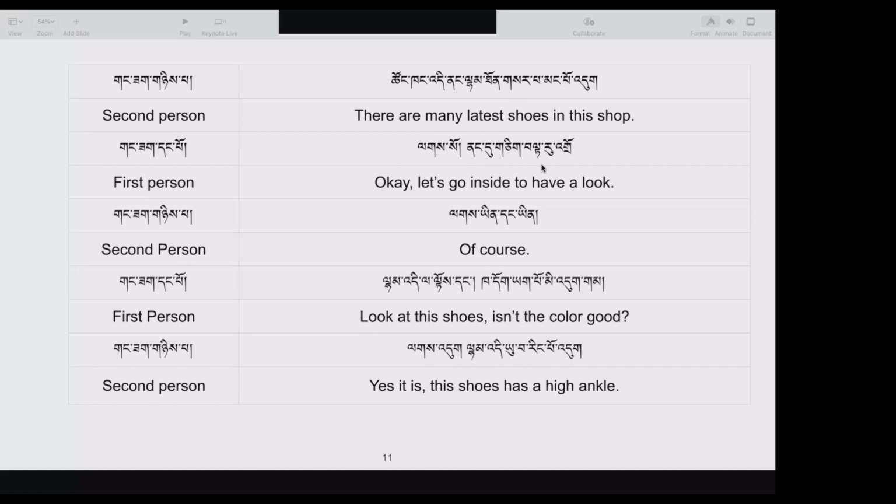Lasso, noun to chi tarutro. Okay, let's go inside to have a look.